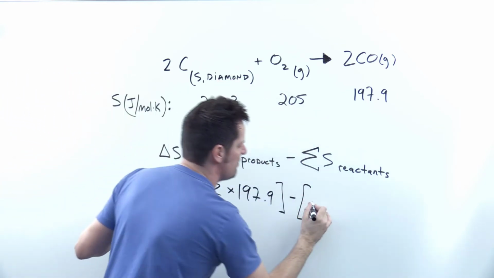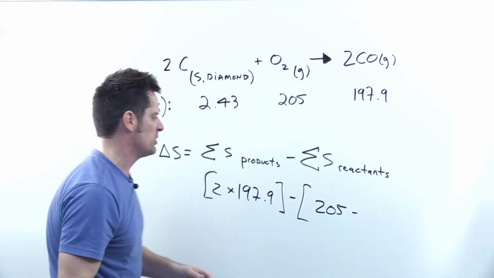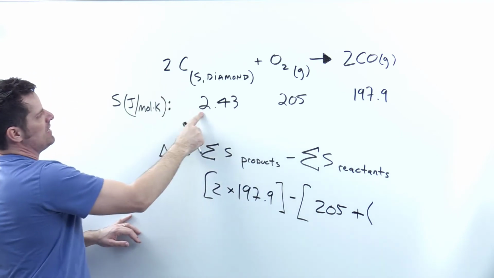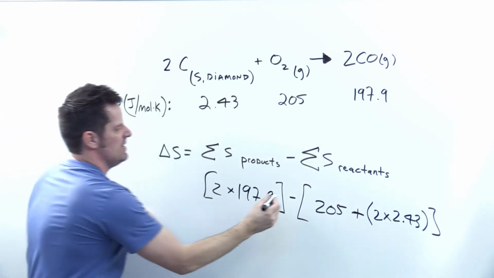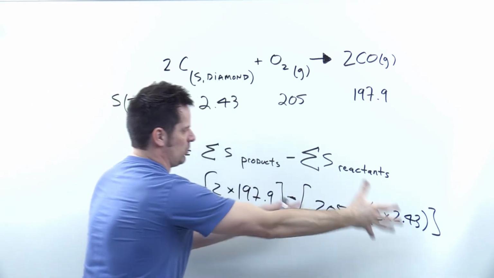I've got 205 for my O2, and there's only an implied 1 coefficient there, so I don't have to multiply the 205 by anything. And then I need to add to that my 2.43 multiplied by 2. You see that all okay? So again, I've got the sum of my products, the sum of my reactants, and I subtract the reactants from the products.